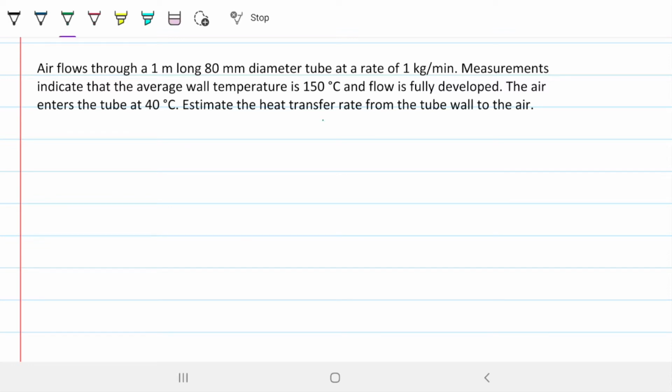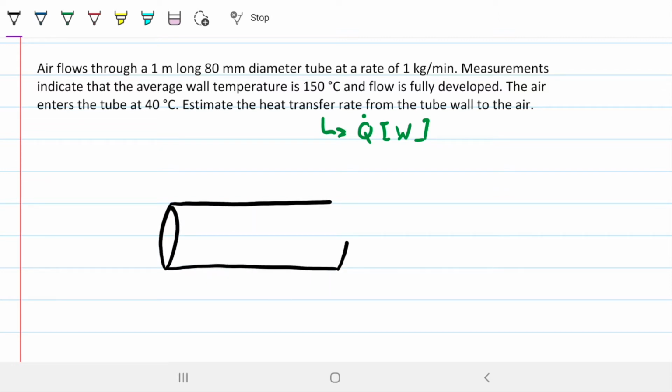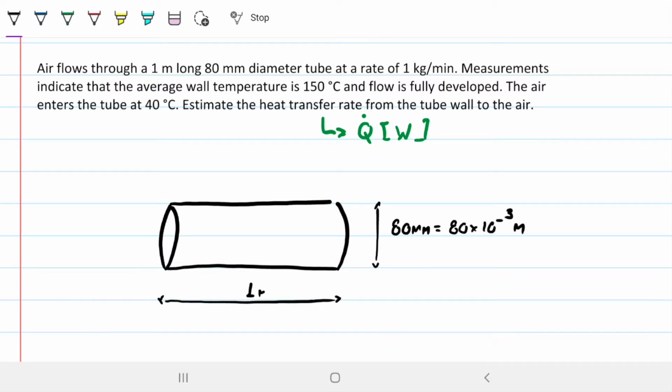So we are after the heat transfer rate, which we've been calling uppercase Q with the dot to indicate it's a rate, right? And so that means we're looking for a figure in units of watts. All right, so let's start by drawing the problem simply. Drawing the pipe or tube mentioned in the problem. It has a diameter of 80 millimeters, or 80 times 10 to the minus 3 meters. We also know that the length of this tube is 1 meter.